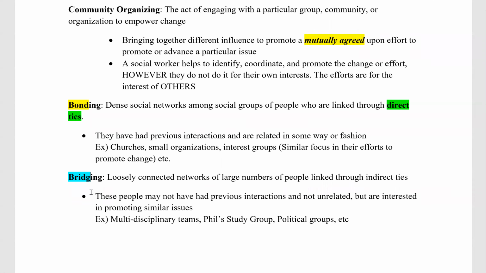So in bridging, you are bringing people together from different backgrounds and different interests and different areas in order to accomplish the goal. So these people may not have had previous interactions and they're unrelated, but are interested in promoting similar issues. So a couple of examples is a multidisciplinary team. So you may have a social worker, you may have a doctor, you may have a nurse, you may have a dentist, you may have an accountant, etc., all coming together. They're passionate about a particular topic and they're working together and putting their expertise together in order to accomplish a particular goal.